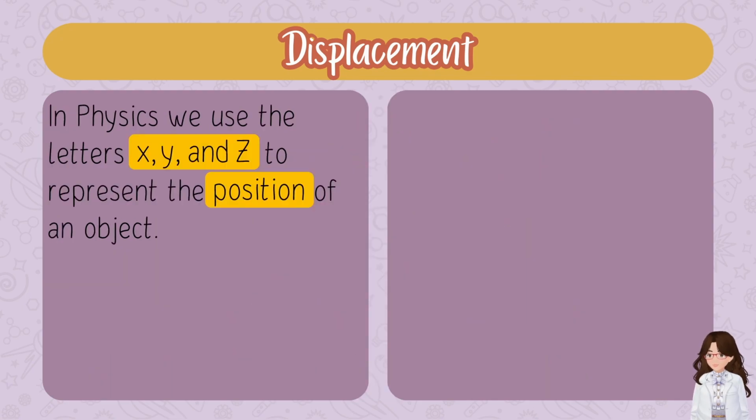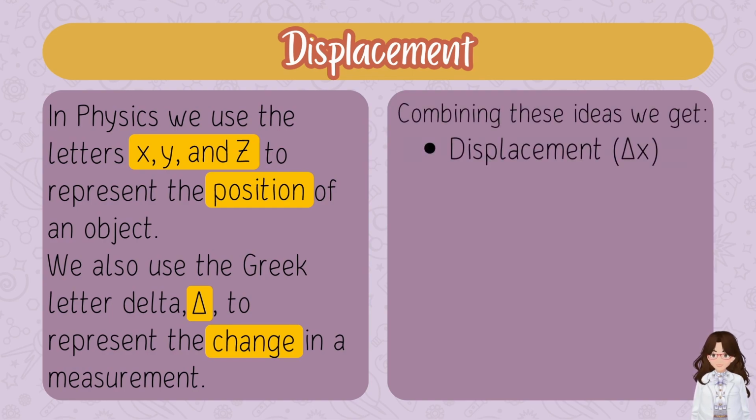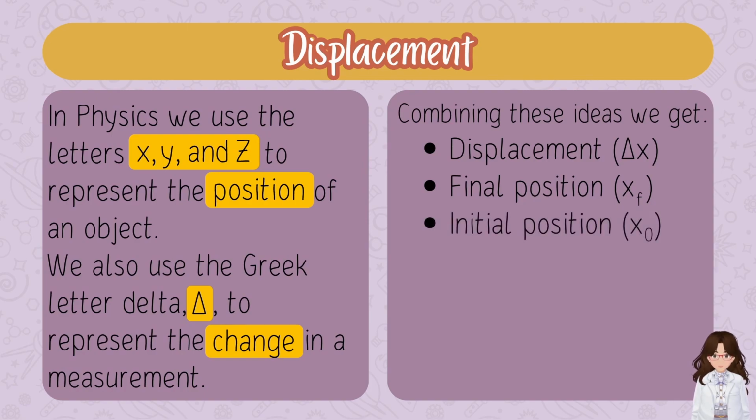Now, in physics, we use the letters x, y, and z to represent the position of an object. We also use the Greek letter delta, which looks like a triangle, to represent the change in a measurement. Combining these ideas, we get displacement, which is delta x, the change in position. Again, it could be delta y if you're talking about vertical change. Final position, xf, we give it that subscript to let us know it's the final. Initial position, x naught, is usually how this is referred to, where you see that 0.